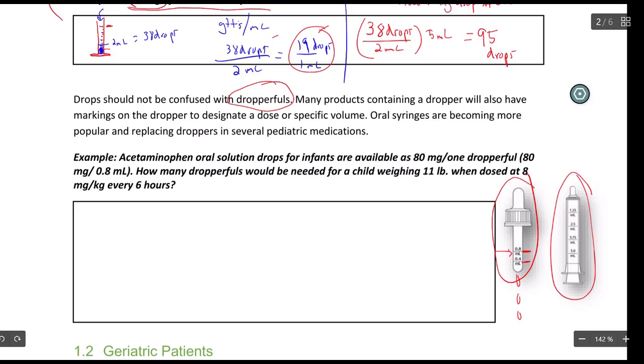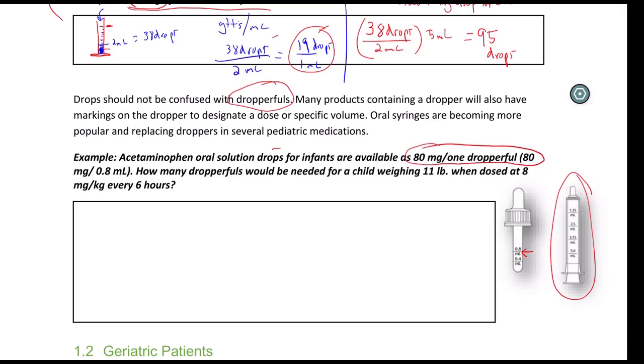Let's look at an example here. You have acetaminophen oral solution. It's in drops. It's for infants, and it's available as 80 milligrams per 1 dropper full. I'm going to erase all this stuff here. 80 milligrams per 1 dropper full. But 1 dropper full for them is right here at the 0.8 mark. All right, so it's 80 milligrams per 0.8 mLs.